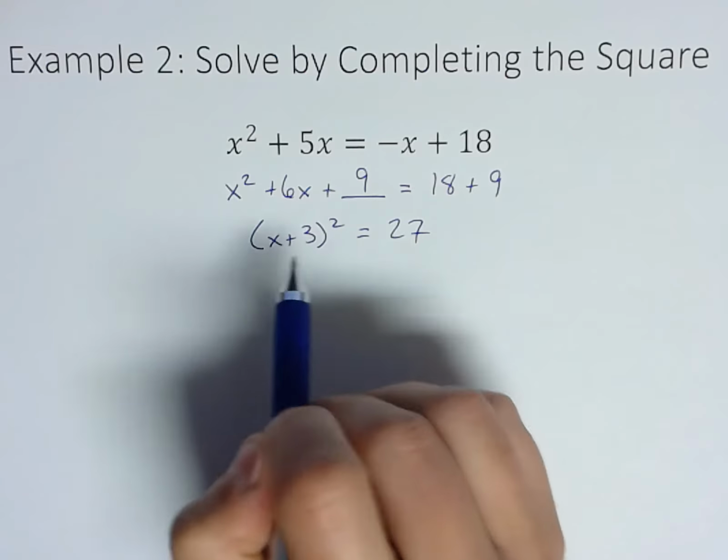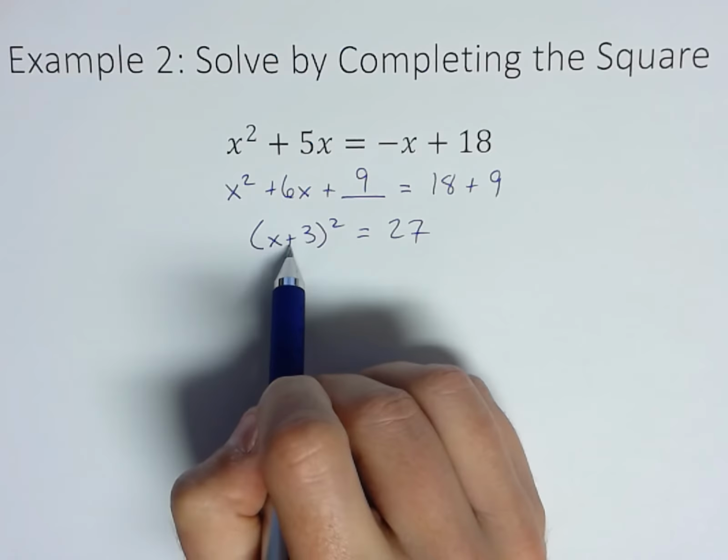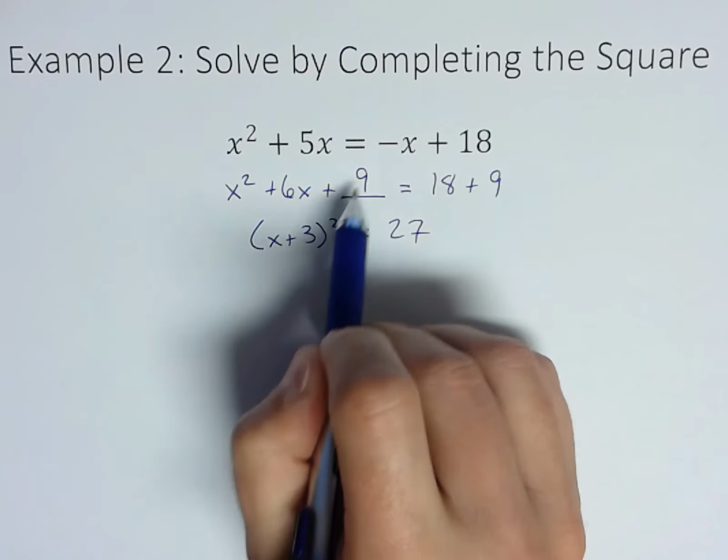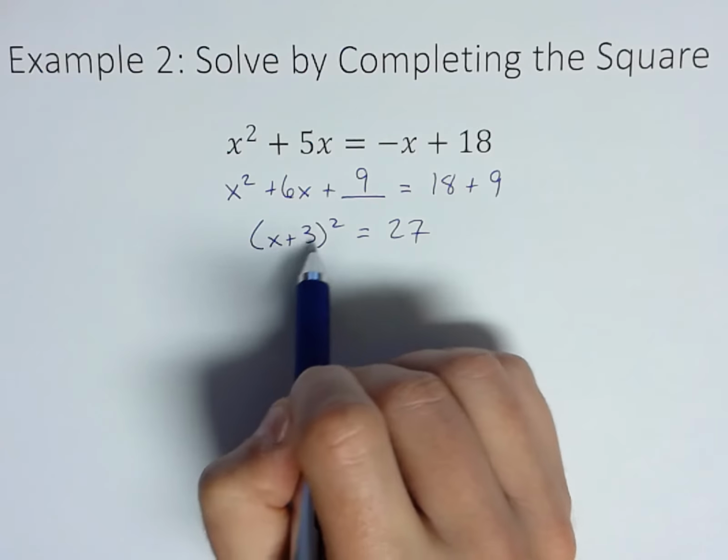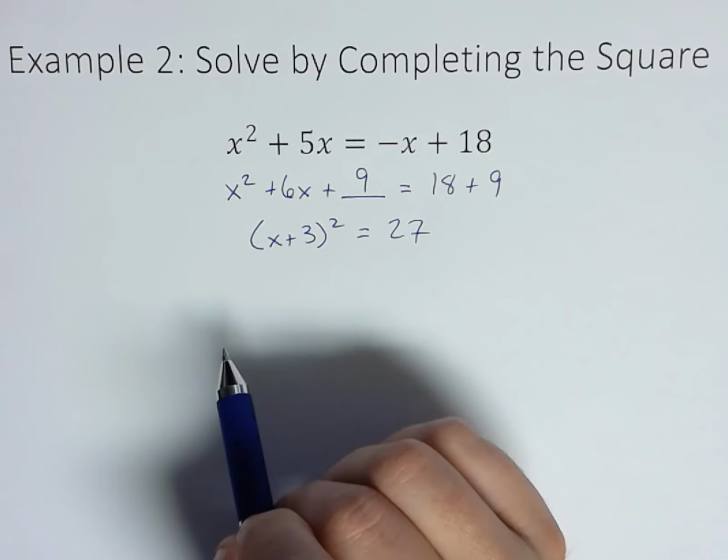And again, where did this come from? It's a positive middle term, so positive here. Half of 6 is 3, square root of 9 is 3. Again, hopefully we're kind of seeing where those come from.